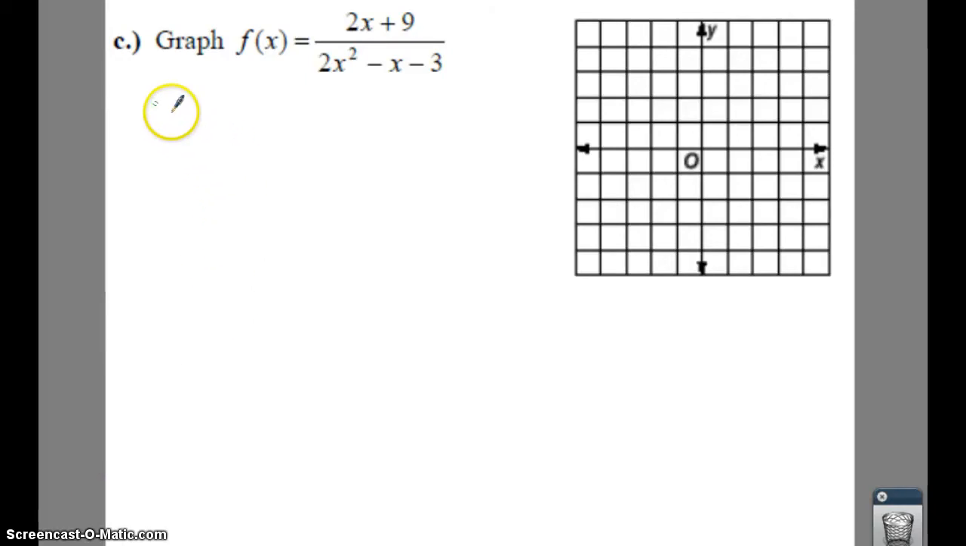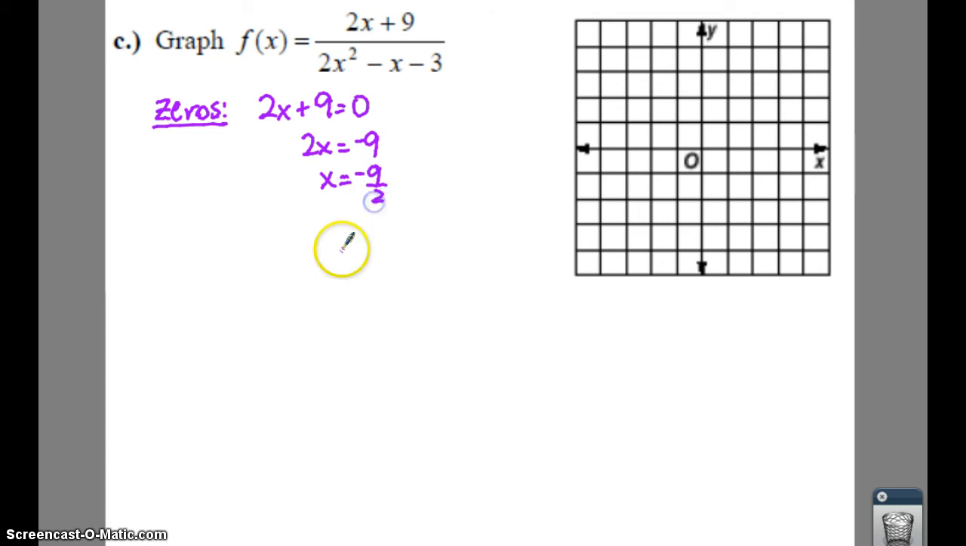For example 2C, we have to go through here and find your zeros, your vertical asymptotes, and your horizontal asymptotes. So let's find your zeros by setting the numerator equal to 0. When you do that, you subtract 9, divide by 2, and x equals negative 9 halves, or for those of you that are afraid of fractions, that's the same thing as negative 4.5. So we're going to go back 4.5 and put a little dot right here.